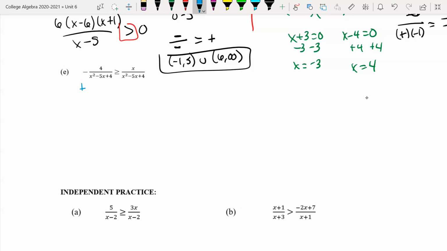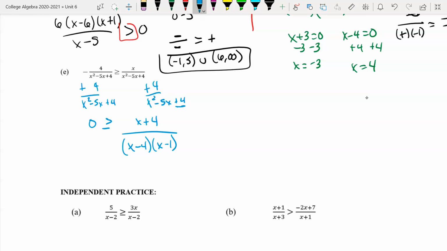Last one, I'm going to add this 4 over. Notice the denominator is already the same, so that's kind of nice. You can just combine the tops. So I'm going to say 0 less than or equal to x plus 4 over x minus 4, x minus 1 when you factor it, right? Because that multiplies to a positive 4, but adds to that negative 5.